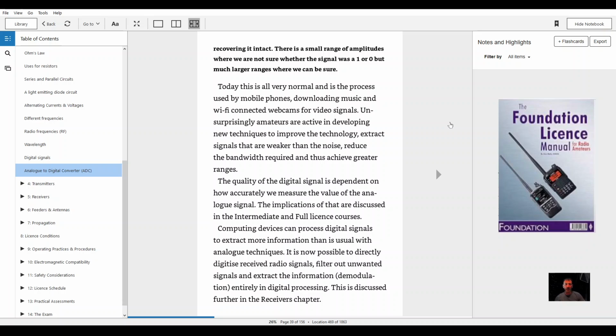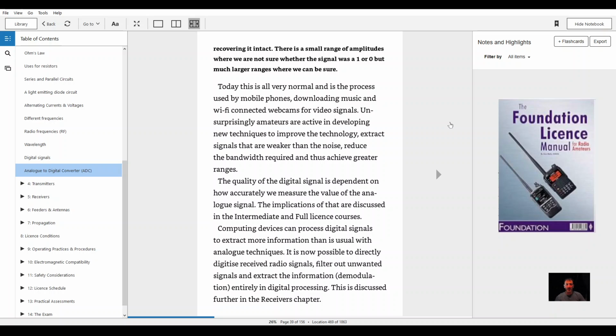Recovering it intact. There is a small range of amplitudes where we are not sure whether the signal was a 1 or 0, but much larger ranges where we can be sure. Today this is very normal and is the process used by mobile phones downloading music and Wi-Fi connected webcams for video signals. Unsurprisingly, amateurs are active in developing new technologies to improve the technology, extract signals that are weaker than the noise, reduce the bandwidth required, and thus achieve greater ranges.